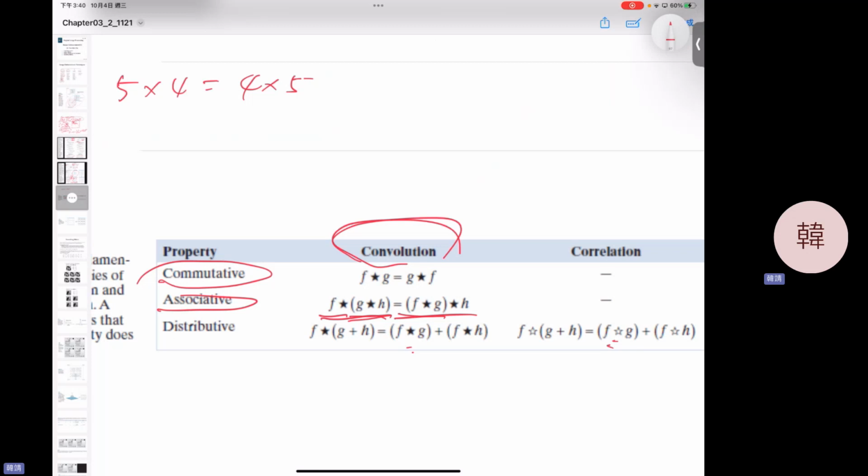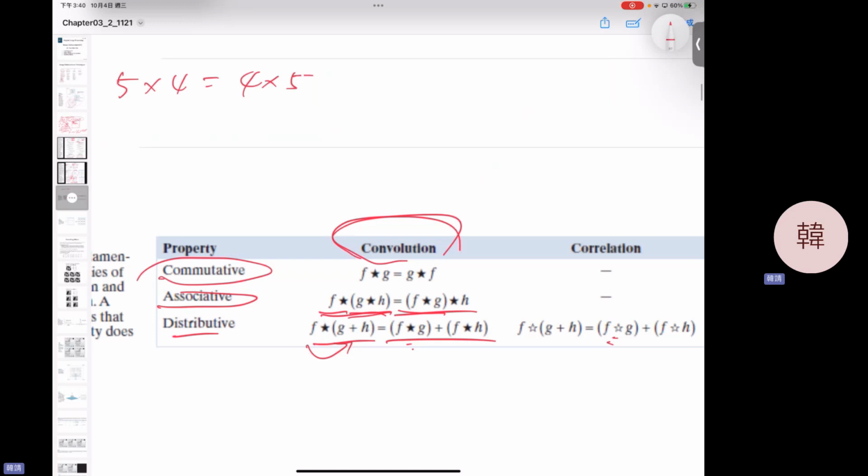But for this distributive, it's okay, because it's convolve with this one and add with another one, GH, and then equally the same. The correlation works for this distribution property, but the other two are different. Why? How can you prove it? You have to go mathematically one by one. I will give you some examples. You can try to calculate and see if this really doesn't work for commutative and associative.